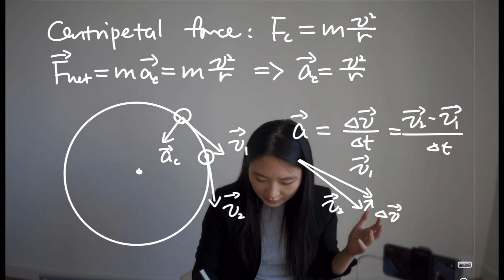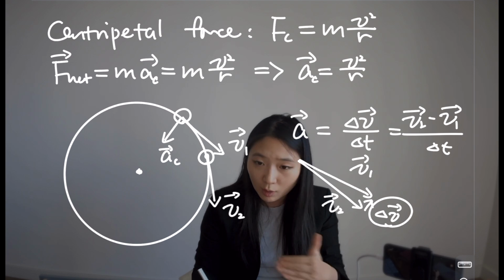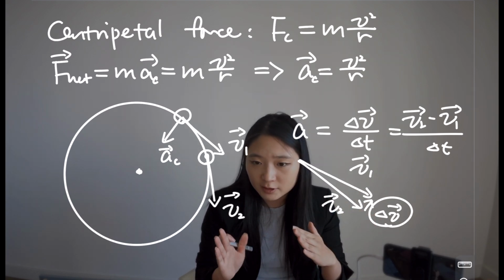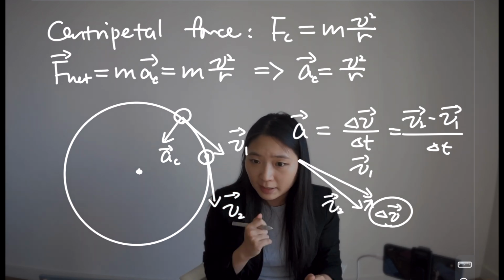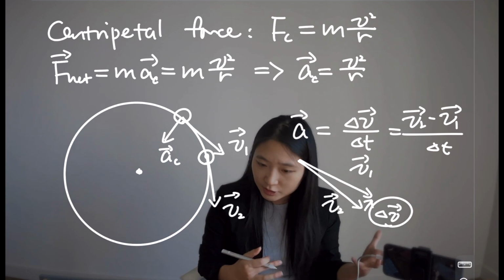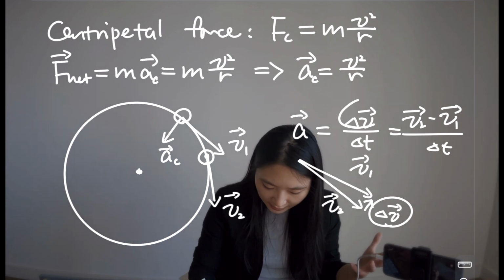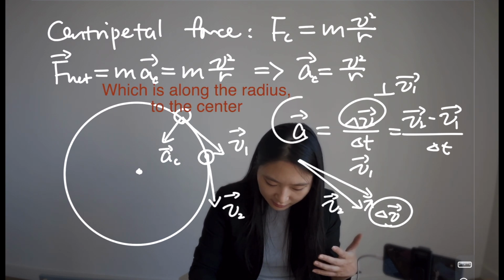So as a result, the delta v would be almost perpendicular to v1 and v2, because v1 and v2 are almost parallel to each other. So the difference between them would be just perpendicular to those directions. So that's how we come to the conclusion that the delta v is in the perpendicular direction of v1, and thus acceleration is in the perpendicular direction of v1.